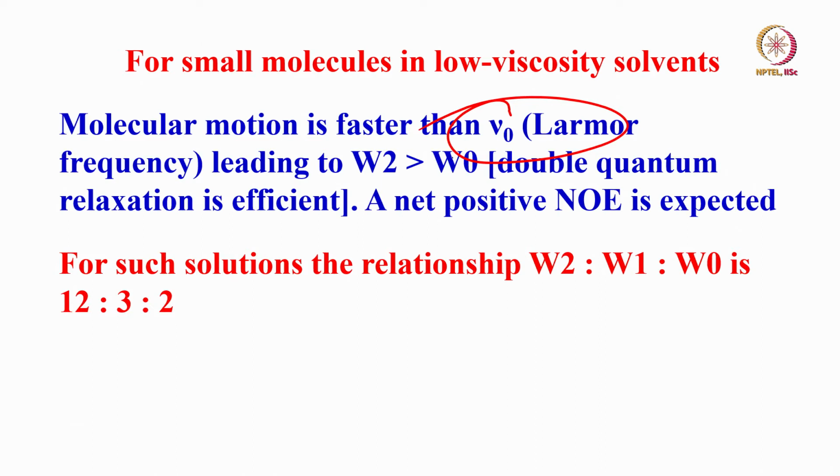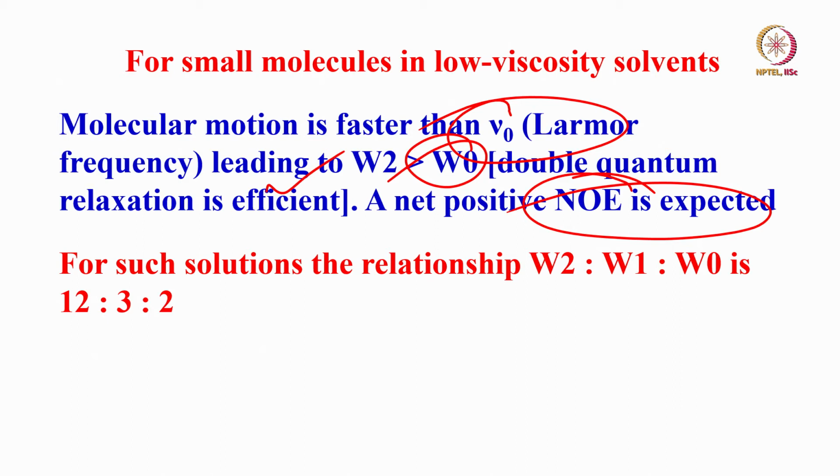That is, W2 is dominant over W0. The double quantum relaxation pathway is the efficient relaxation pathway. So, we are going to get NOE, which is positive. Remember, when the molecular motions are faster than nu 0, we will talk about W2, which is twice the Larmor frequency. Then there is a case of positive NOE you are going to see.